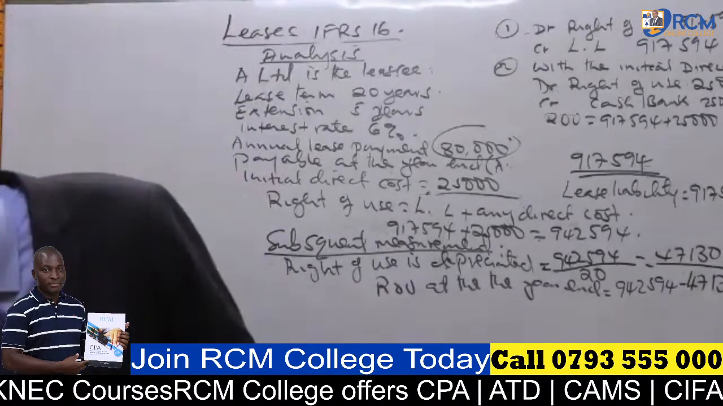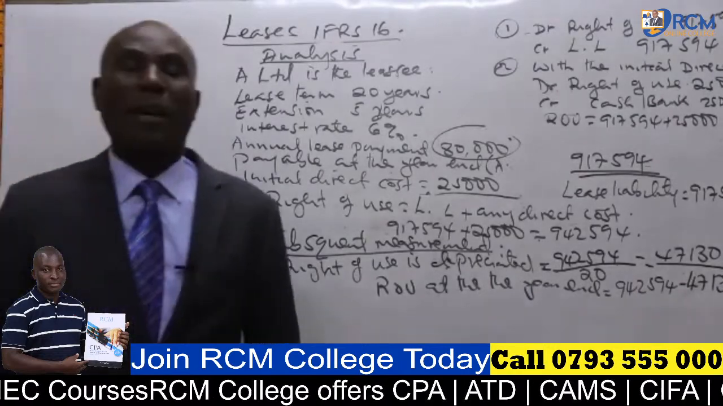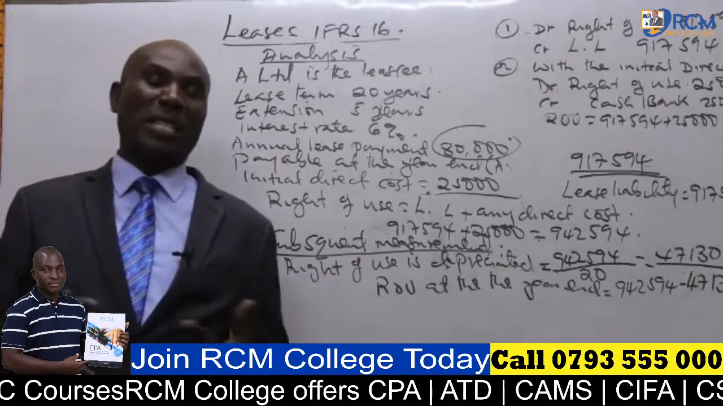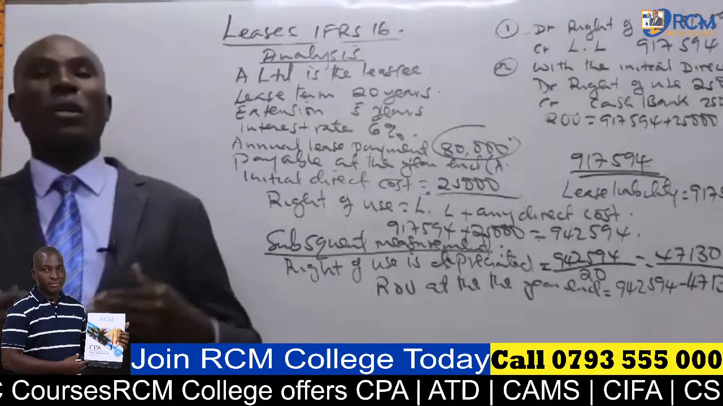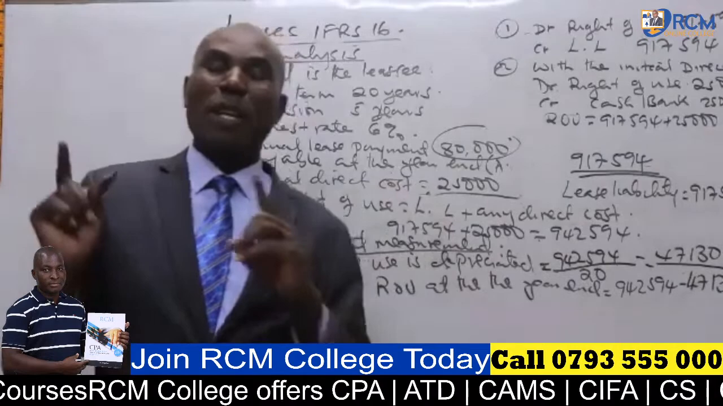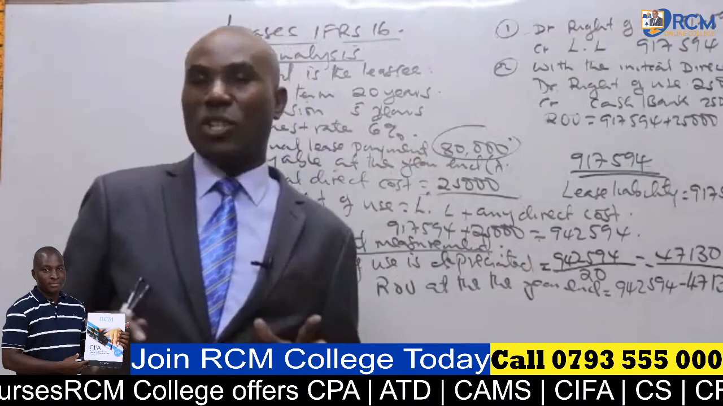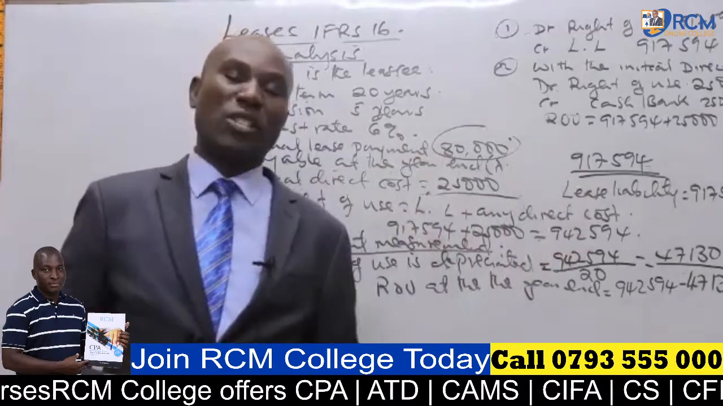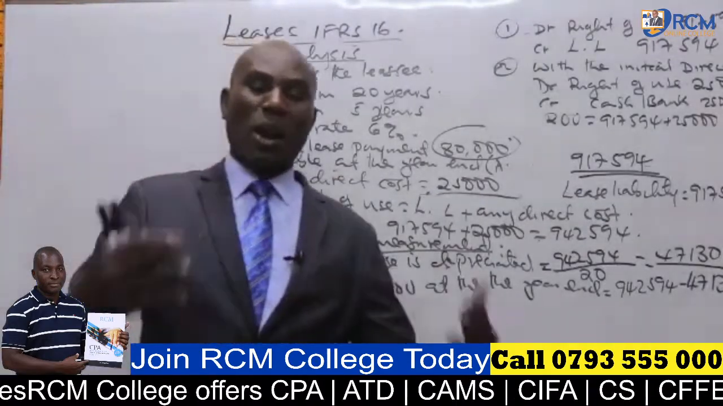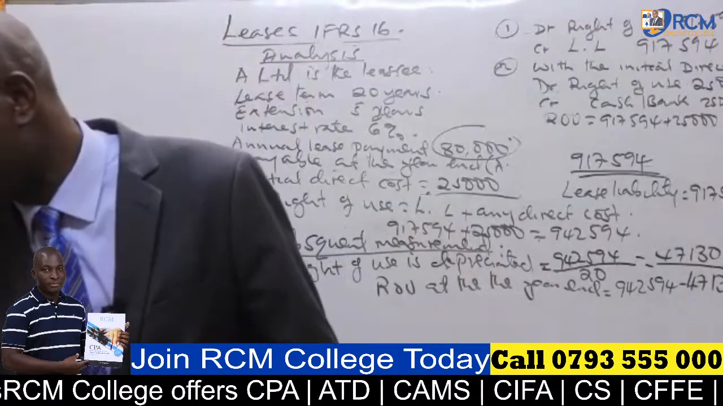Will we divide by 25 if the 5 years were extended? No. On initial recognition, we divide by 20. But if it was extended, we have what we call a lease modification. We are going to discuss lease modification. But on initial recognition, we are just going to divide by 20. Before extension, we divide by 20. That extension, we call it lease modification. We are going to discuss how you carry out lease modification in our subsequent discussions.